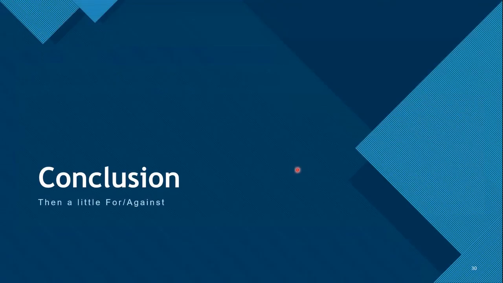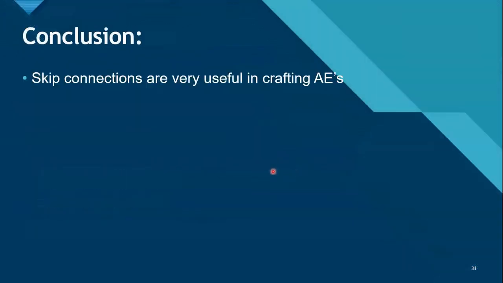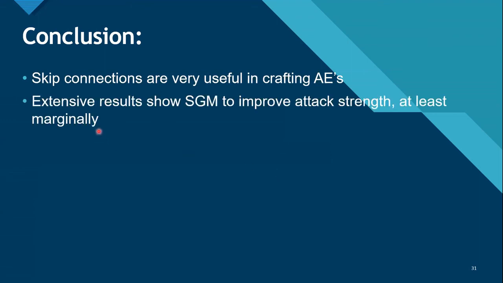So I'm going to go ahead and wrap up here. And basically what we found from the results is that skip connections are very useful when using the SGM to compute adversarial examples. They're very transferable, again, from network to network, especially when there's a lot of skip connections available. The extensive results in this study show that SGM not only improves existing attacks, it's even there to improve very marginally on very weak attacks.